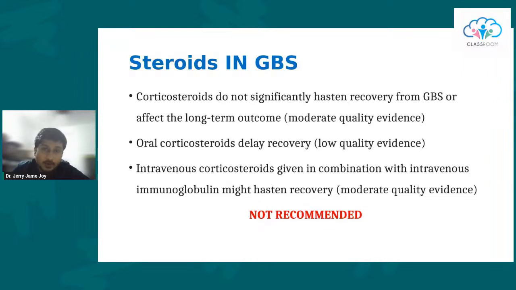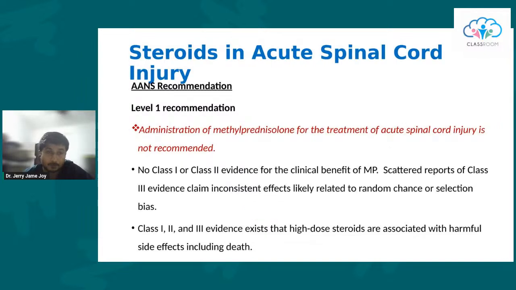Now, the role of steroids in Guillain-Barré syndrome: usually steroids are not recommended. Corticosteroids do not significantly hasten recovery from Guillain-Barré syndrome or affect the long-term outcome. Oral corticosteroids delay the recovery, and intravenous corticosteroids given in combination with intravenous immunoglobulin might hasten the recovery also.